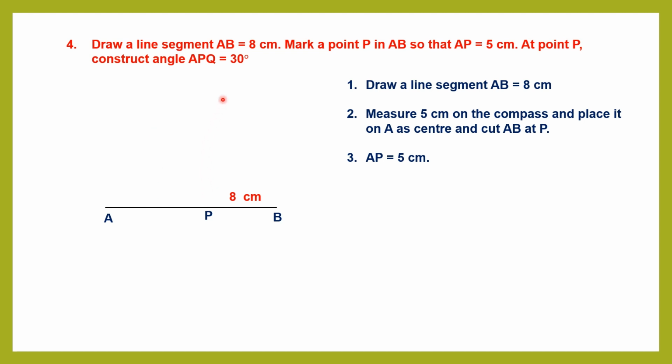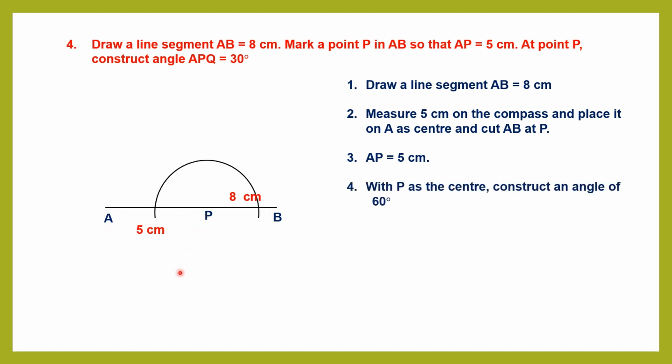Remember, 90 degrees would be straight here. So 30 is all on the side. For this angle, it's all going to be this side. So we're going to construct an angle of 30 degrees. What is the next step? AP is 5 centimeters, we know that. With P as the center, construct an angle of 60 degrees. So for that, what do we do?